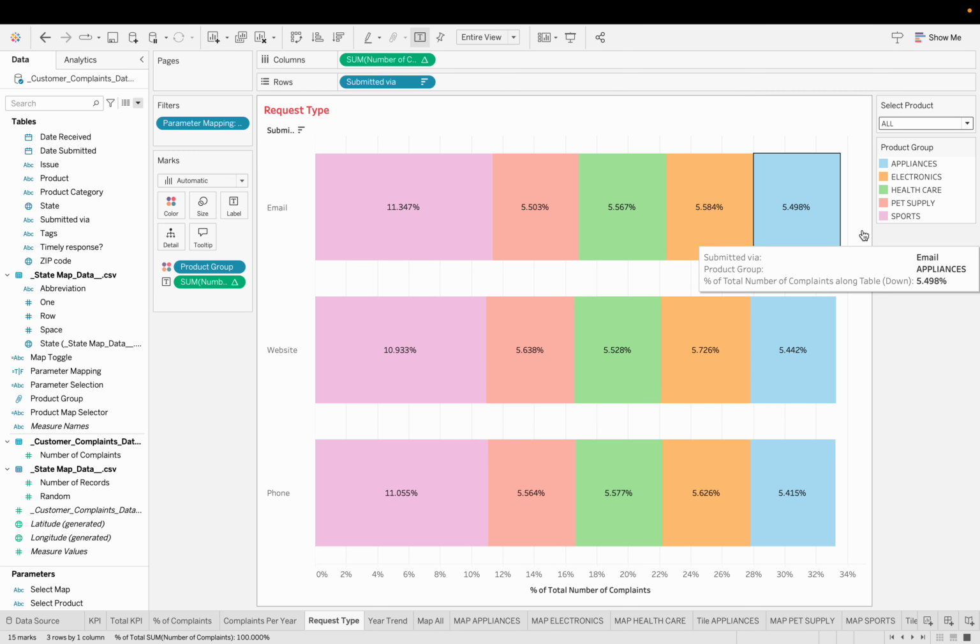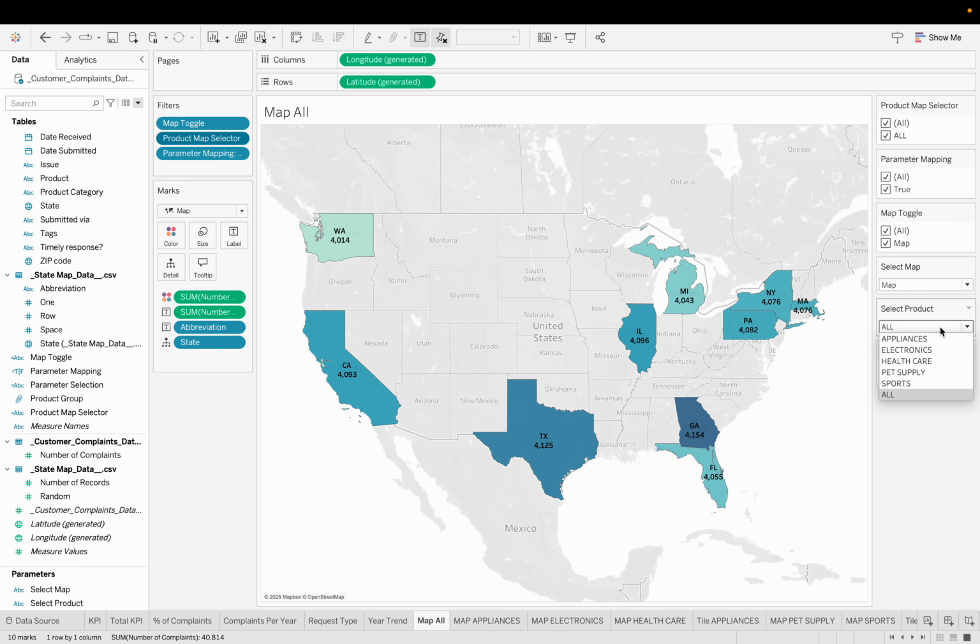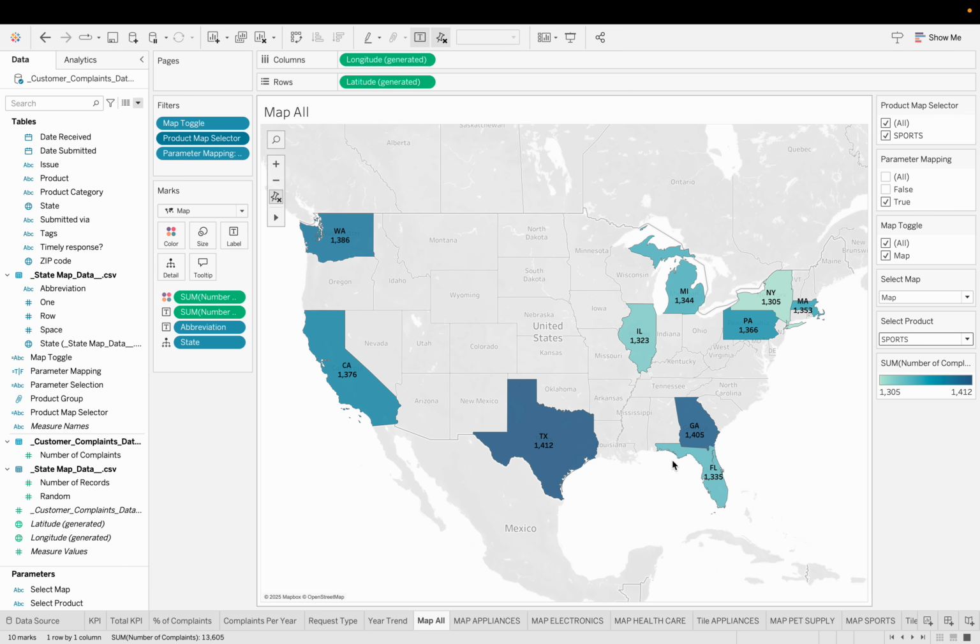Most of the complaints were for sports, and if you look here, it is very evident that most of the complaints are coming from sports, and these are the regions where you need to work on. So Texas, Georgia, and Washington too, for that matter. Washington has been pretty light blue for all the others, but as soon as we hit sports, we see a big jump in those complaint numbers.